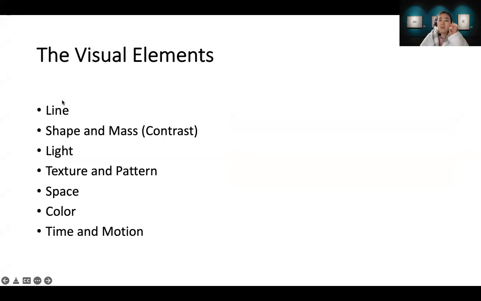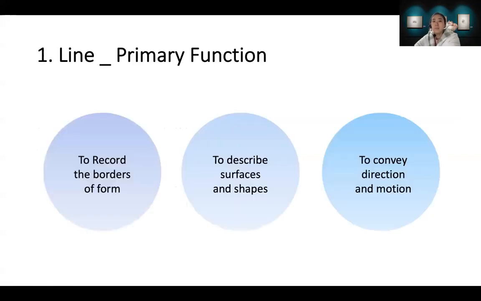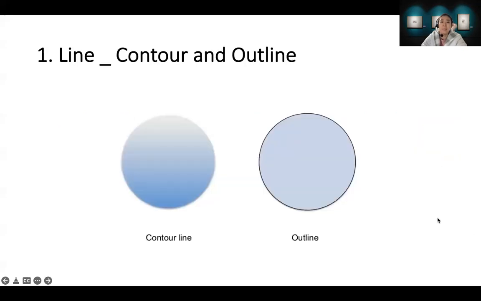So again, the visual elements include line, shape and mass, light, texture and pattern, space, color, time, and motion. So we learned now line has three primary functions. The first one is to record the borders of form. The second primary function is to describe surfaces and shapes. And the last primary function is to convey direction and motion. So let's see in detail.